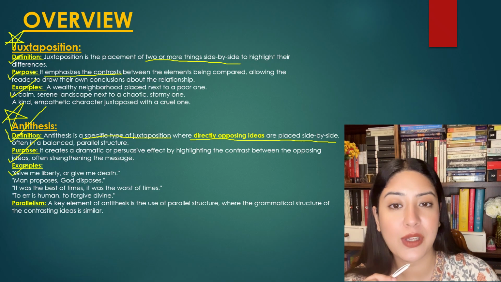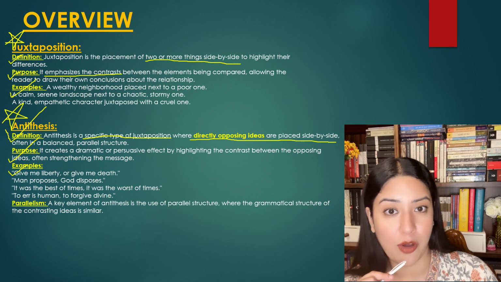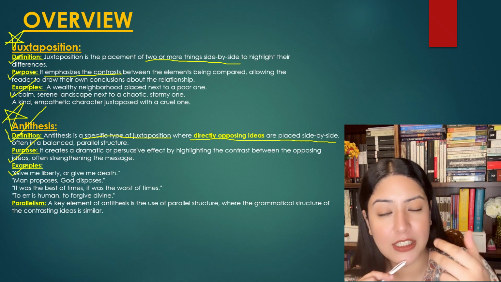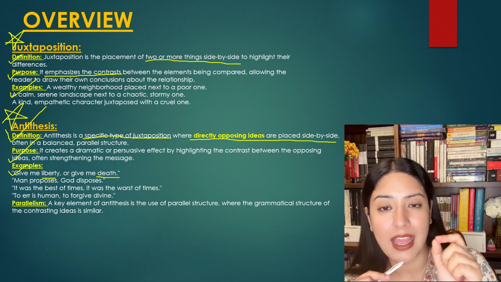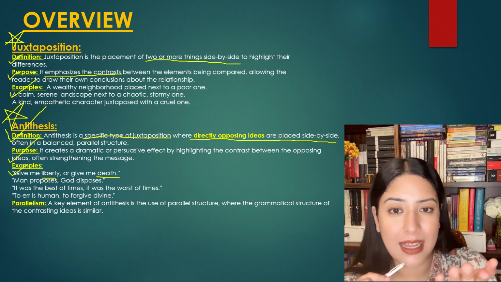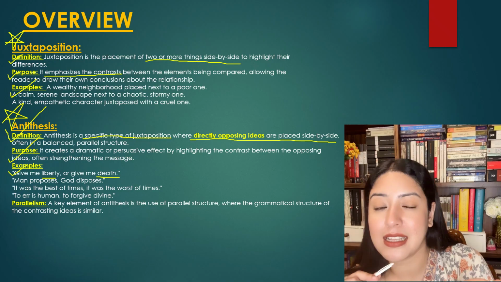Give me liberty or give me death. So you see there's a comma and there's give me liberty or give me death. It's a balanced sentence. It's separated by a comma. Two sides, the death side and the liberty side, are balanced.